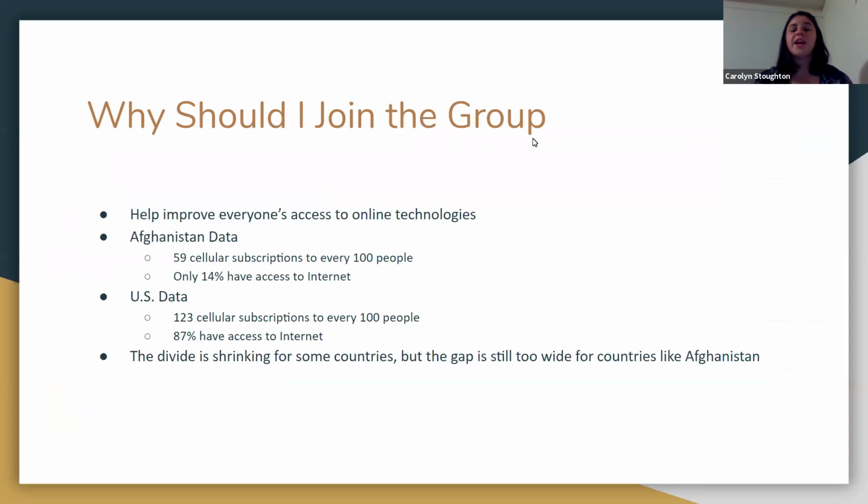There's a large difference between Afghanistan's data and the US data, as we talked about before, and we really need to have people help bridge this divide so that the digital divide can be shrinking for all countries and not just the few countries that it is doing right now, because the gap is still too wide for countries like Afghanistan, where 14% of the population has access to internet, while 87% of the US has access to the internet.